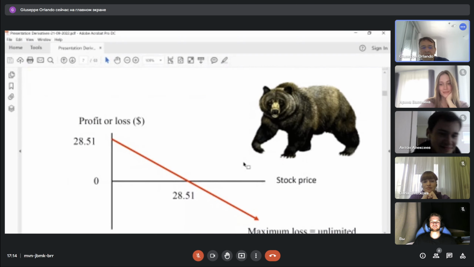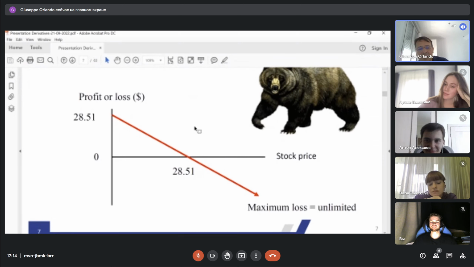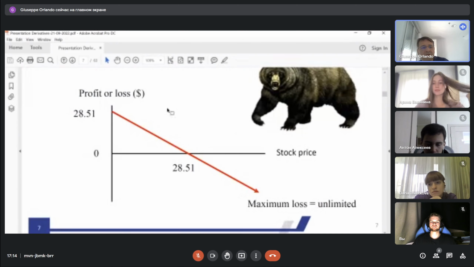But it could also be the opposite, that we are short about that security. Then, if we are short, we are going to lose unlimited money in case the security goes up, because we are short, it means that we have a negative position. We have unlimited loss.